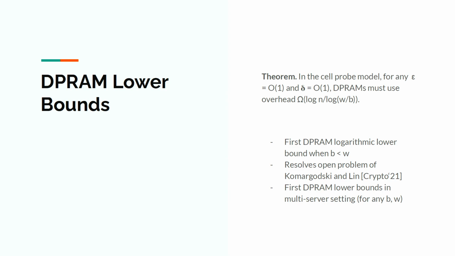And one thing that's interesting is that these are the first differentially private RAM lower bounds in the multi-server setting for any choice of B and W. So when I say multi-server, imagine two non-colluding servers who each have the array, and you can utilize the fact that they're non-colluding.